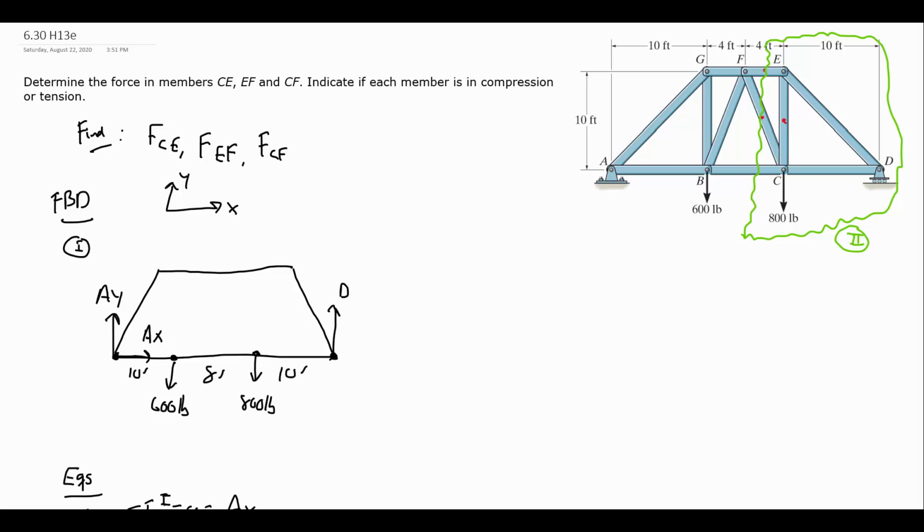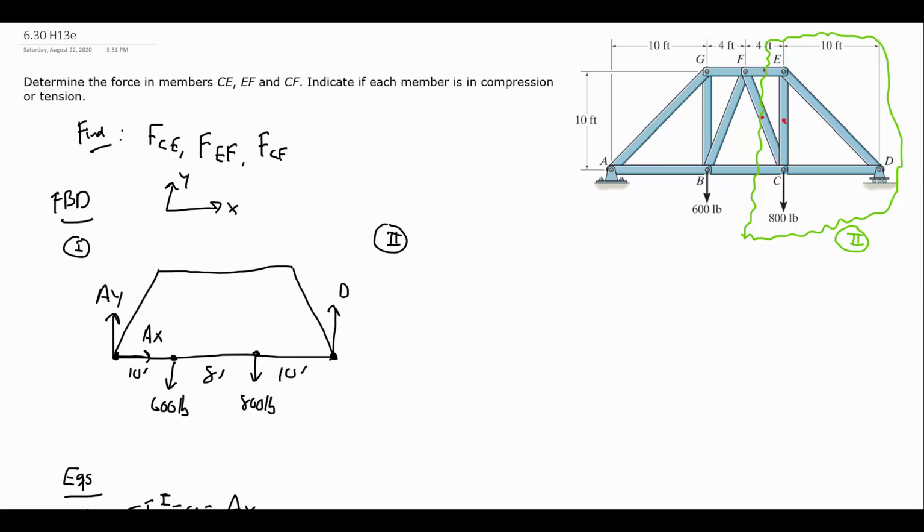Now, I could have taken everything to the left side of that cut instead, and that would be fine. I'm still going to see the same forces. It's just that there's a little bit more going on. I have a pin. In this problem, it's probably about the same. We're not saving that much effort by taking the right side over the left side.